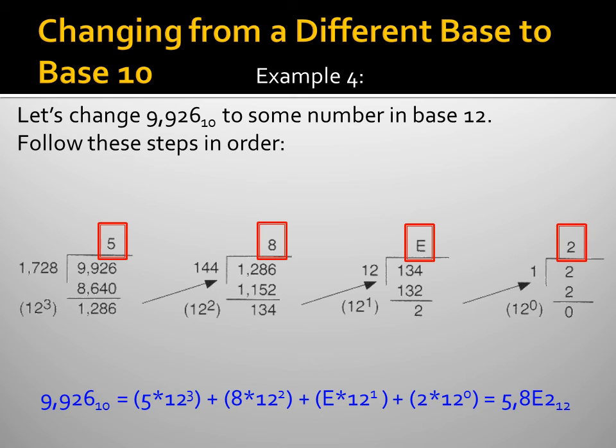So to recap all of this, the number 9,926 base 10 equals 5 times 12 to the third power plus 8 times 12 to the second power plus E times 12 to the first power plus 2 times 12 to the 0 power. And if you put that all together, you have 58E2 base 12. And that's how you do it.